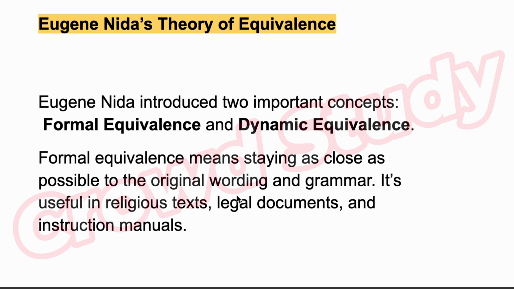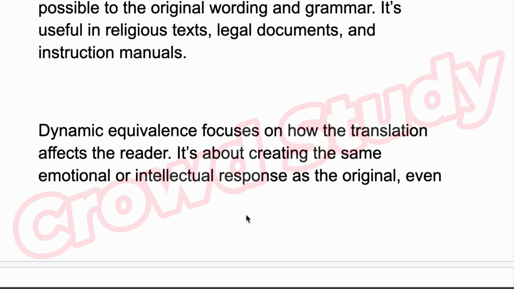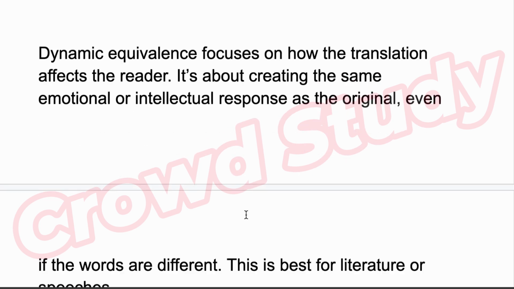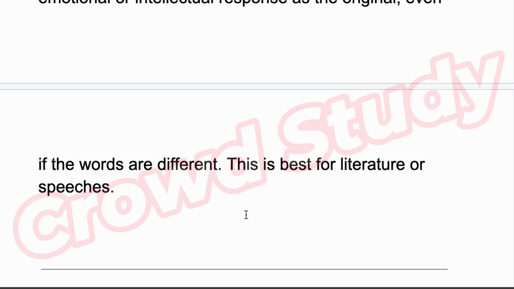Eugene Nida introduces two important concepts: formal equivalence and dynamic equivalence. Formal equivalence means staying as close as possible to the original wording and grammar. It is useful in religious texts, legal documents, and instruction manuals. Dynamic equivalence focuses on how the translation affects the reader. It's about creating the same emotional and intellectual response as the original, even if the words are different. This is the best for literature or speeches.